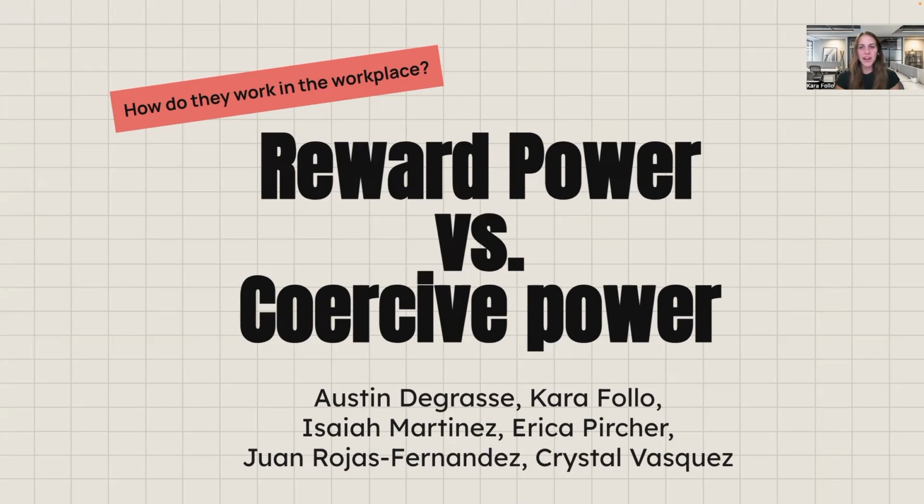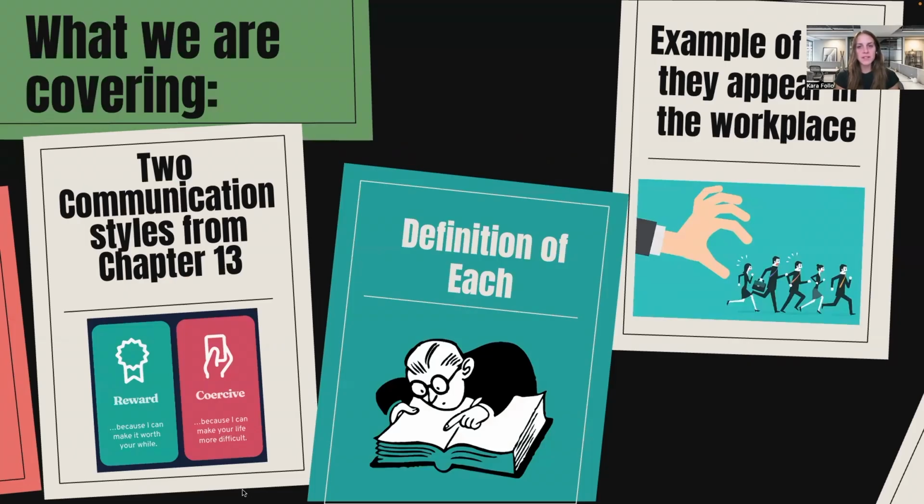Hi everyone, I'm Kara. Today our group will be exploring two important concepts from Chapter 13, coercive power and reward power. We chose these two concepts because they represent two very different ways leaders can influence people in the workplace, one through consequences and the other through incentives. They're also great to compare because both stem from a manager's formal authority, but they affect employee motivation in opposite ways.